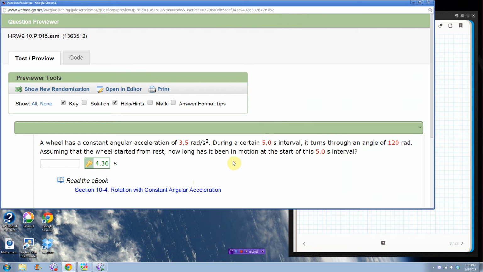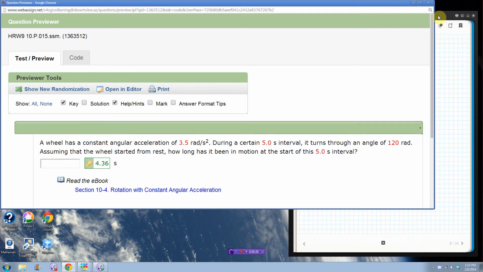HRW910P015. It says a wheel has a constant angular acceleration of 3.5 radians per second squared. During a certain 5-second interval, it turns through an angle of 120 radians. Assuming that the wheel started from rest, how long has it been in motion at the start of this 5-second interval? This one's pretty confusing if you don't try to plot it out.